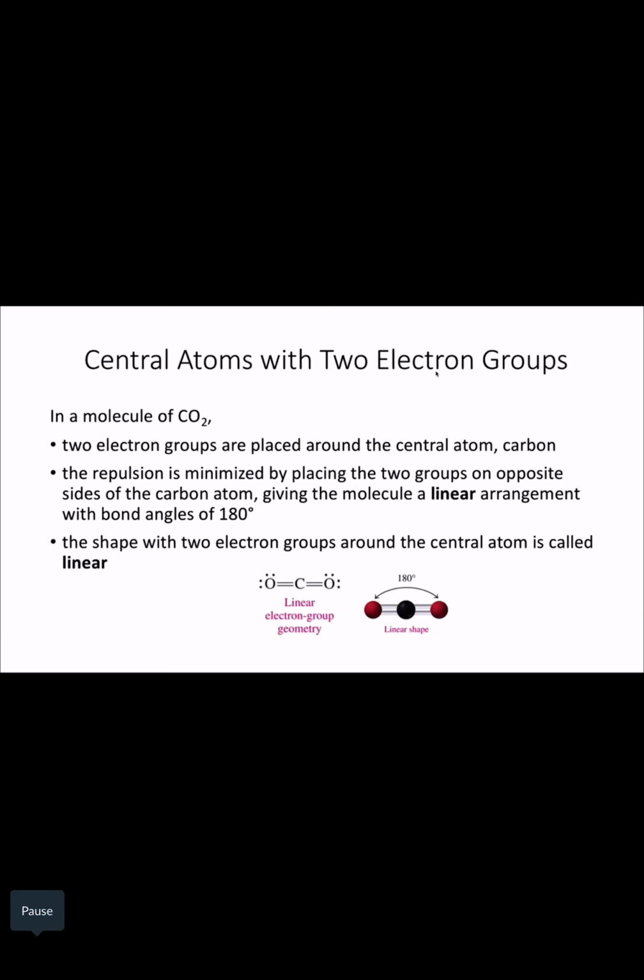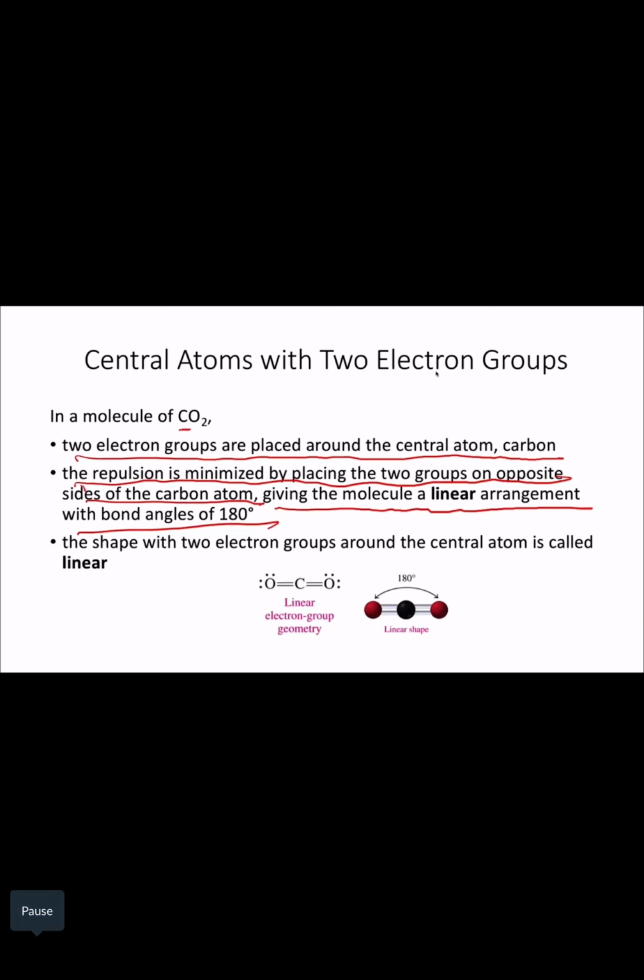Central atoms with 2 electron groups. So here we have a center atom that has 2 electron groups. So we have a molecule, carbon. We already drew the Lewis-Dot structure for this one. It is going to have that one. 2 electron groups are placed around the central atom, the carbon. The repulsion is minimized by placing the 2 groups on opposite sides of the carbon, giving the molecule a linear arrangement with a bond angle of 180 degrees.